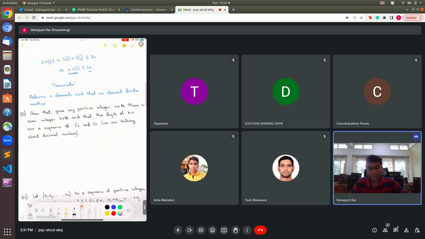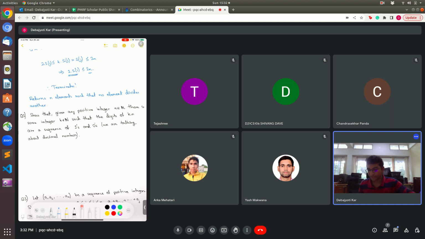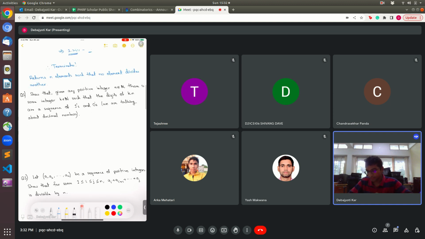So if there are no more questions, we can go to the next problem. Okay, so what is this saying? That given any positive integer n, there is some integer k such that the digits of k times n are a sequence of ones and zeros. So what does this mean? That given any natural number n, there exists some multiple of n which consists only of ones and zeros, right? And we are talking about decimal numbers, it's not binary. So basically, given any number n, there is some multiple of n which consists only of ones and zeros. Okay, is the question clear?